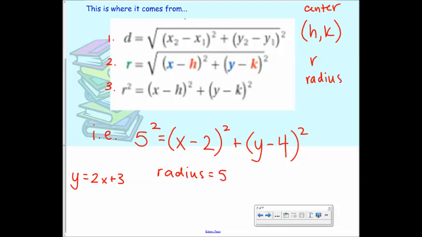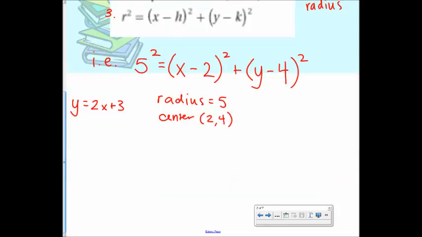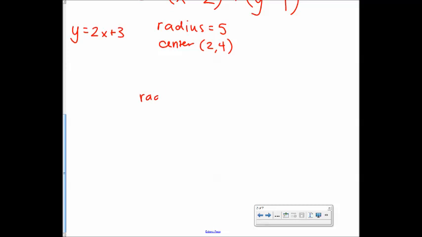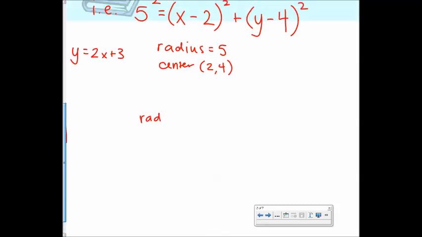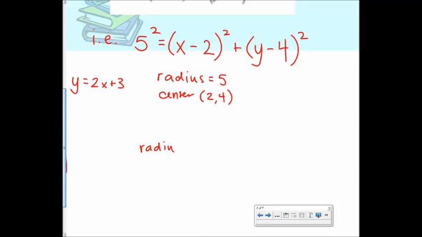Okay, and then what's the center? 2, 4. Okay, so that's always the information that you're looking for. If you have that information, you're just going to plug that in. So say you have radius... So then to plug that in, I would just plug it into that formula.